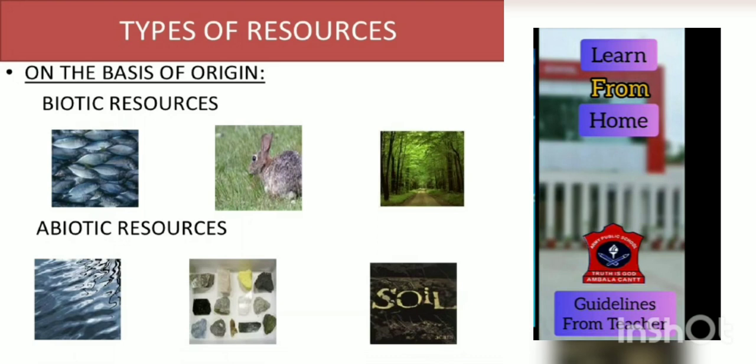On the basis of origin, the resources could be biotic or abiotic. Biotic resources are the resources that we get from living organisms, whether they are plants or animals. Abiotic resources are the non-living resources which we get from the natural environment. They include water, minerals, etc.